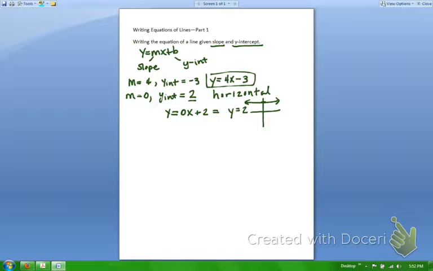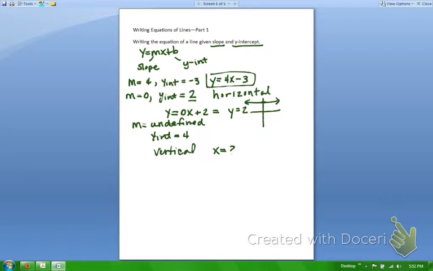Our next example is, what if I were to give you a slope that was undefined and a y-intercept of 4? What do we know about an undefined slope? Well, we know it creates a vertical line. If it helps you, this is your ski slope. It's a vertical line. So vertical lines are in the form of x equals something.